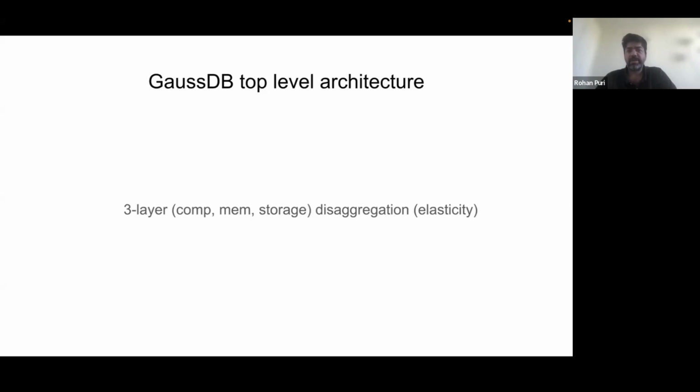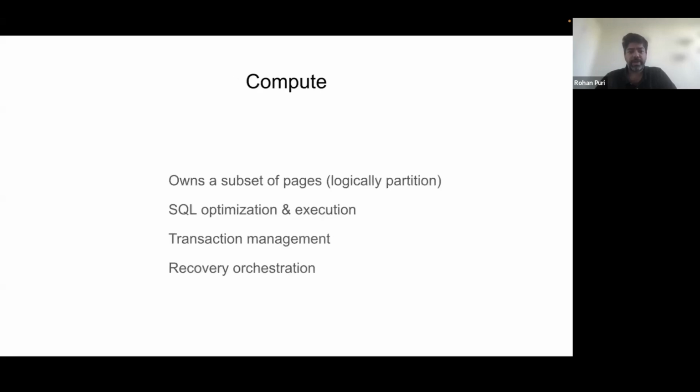One of their top level design principles is disaggregation. They have a notion of three-layer disaggregation: compute, memory, and storage. And obviously, when you have this form of disaggregation, the primary benefit that you get is elasticity. You can scale up and scale down individual nodes as per your requirement.